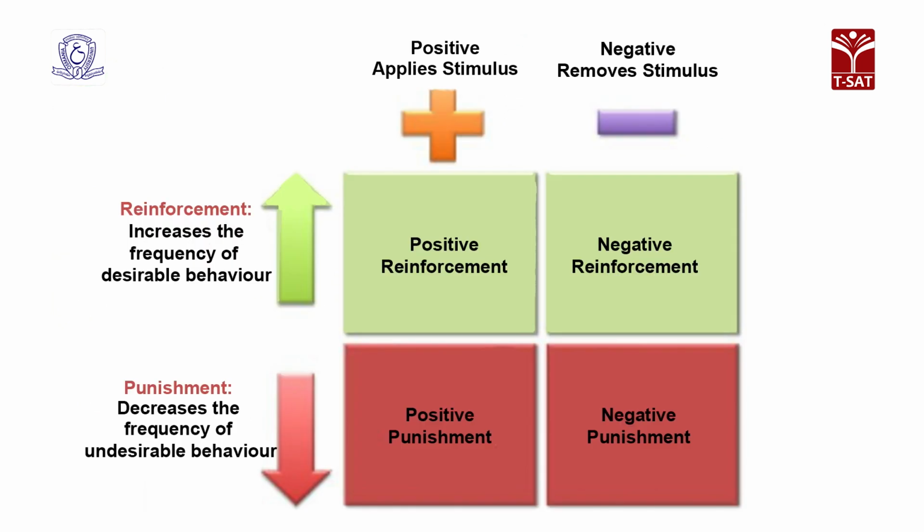Types of reinforcement and punishment through a diagram. Reinforcement and punishment, which involve positive and negative. Positive reinforcement is applied with a stimulus and negative reinforcement is applied to remove a particular stimulus. So, we tend to see that there is positive reinforcement, negative reinforcement, positive punishment and negative punishment. Positive reinforcement will always increase the frequency of desirable behavior, whereas punishment decreases the frequency of undesirable behavior. This will help a person to form attitudes and to continue a particular behavior or to reduce a particular behavior.